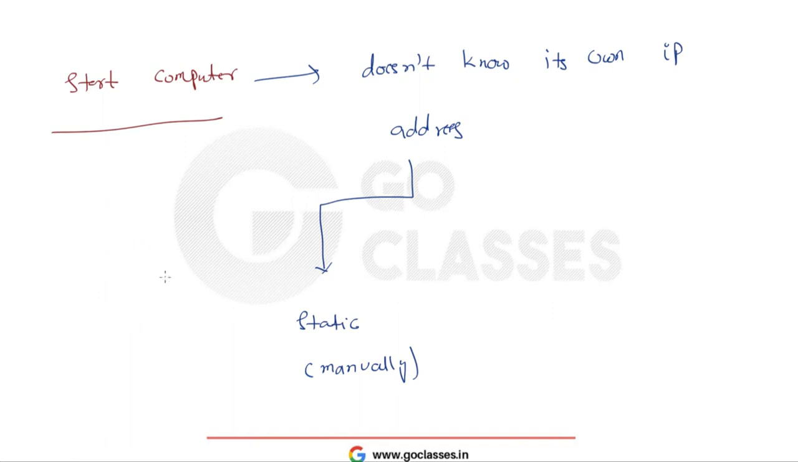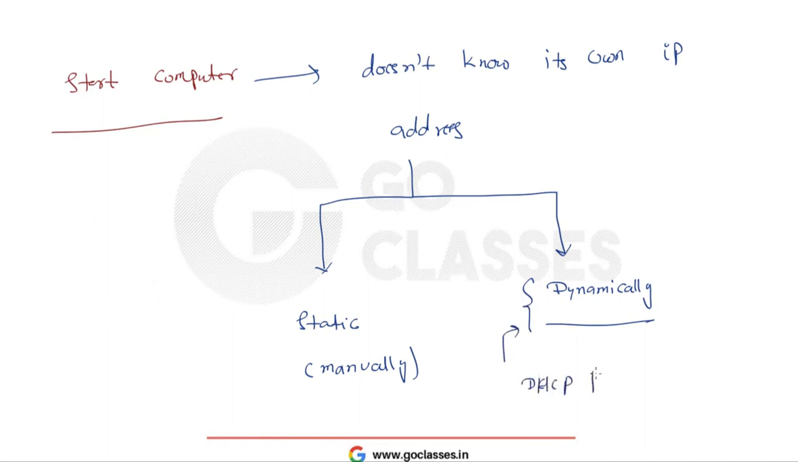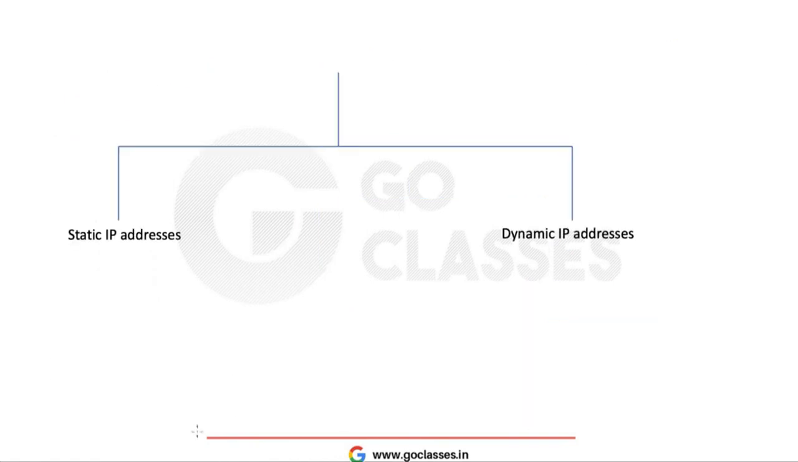So either I can type those details manually, or the second option is that I can do it dynamically. When I'm saying I can do it dynamically, I do not need to type anything manually. It is done by the DHCP protocol. So the first option is that I can give the static address, which means I need to have manual intervention. But it is definitely not desirable.